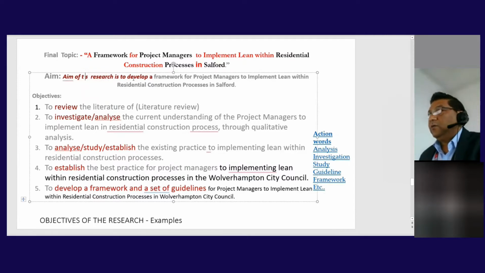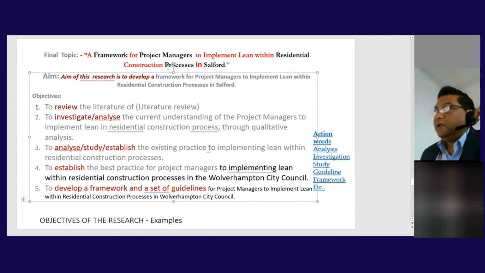Okay, so yes, your literature review will be the construction processes, residential construction. It will be the lean implementation and about lean. We will talk about it in a minute. Now, the second objective could be to investigate and analyze the current understanding of project managers to implement lean in residential construction process through qualitative analysis. So you can make it up. It depends on the requirement of your research.